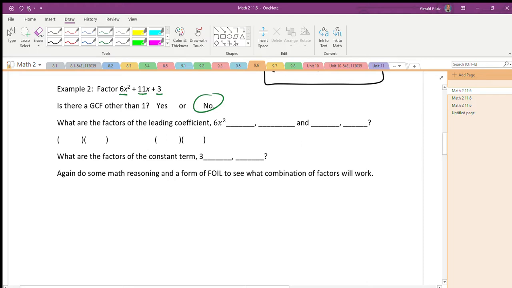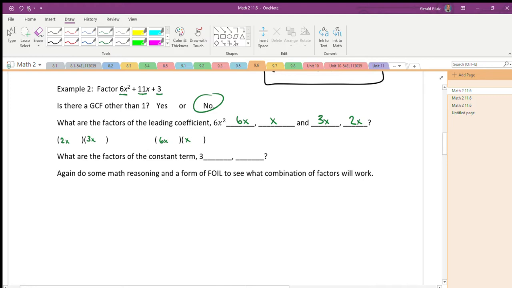What are the factors of 6x squared? So we either have 6x times x, that would equal 6x squared if I multiplied those two. But also, what if I multiplied 3x times 2x? That would also equal 6x squared. So we have 2 choices. We either have 2x and 3x, and it doesn't matter what order those go in, or we have 6x and x, same thing. The order doesn't really matter.